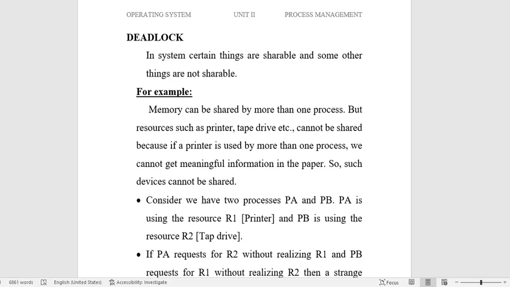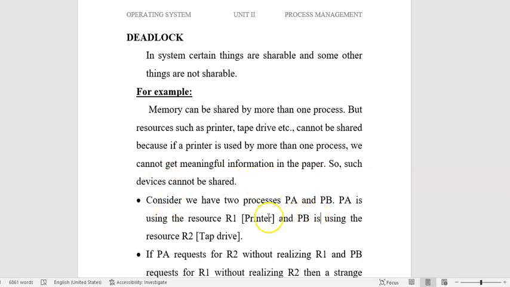If resources like memory can be shared by more than one process, then at that time the deadlock will not happen. But if you take resources like printer, tape drive, plotters, these resources cannot be shared by more than one process. So let us consider an example where we have two processes, PA and PB.